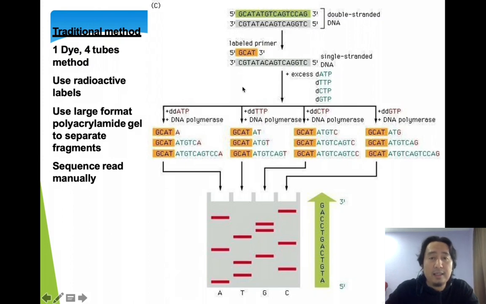Then the second one, it can be read. The second one is A here. So instead of using ddATP, it uses dATP. So the elongation chain continues, going CAG until it finds another T. So at this T, DNA polymerase will take ddATP, then the elongation is terminated. That is why up until AT, GT, CA, only up to here.